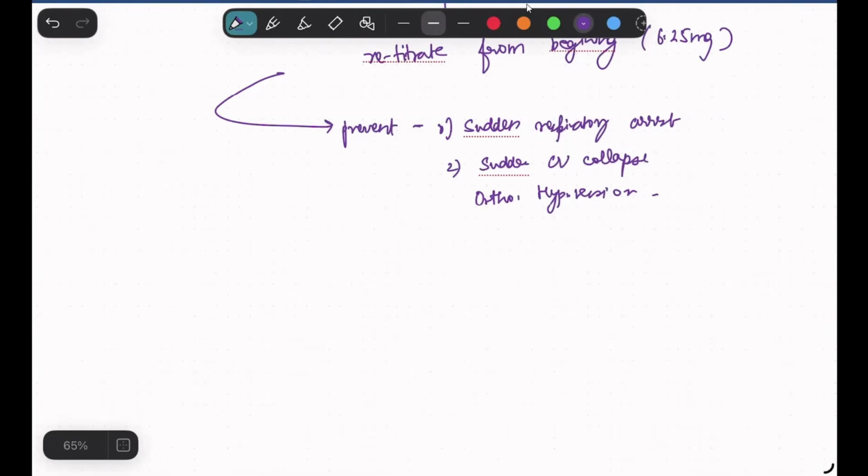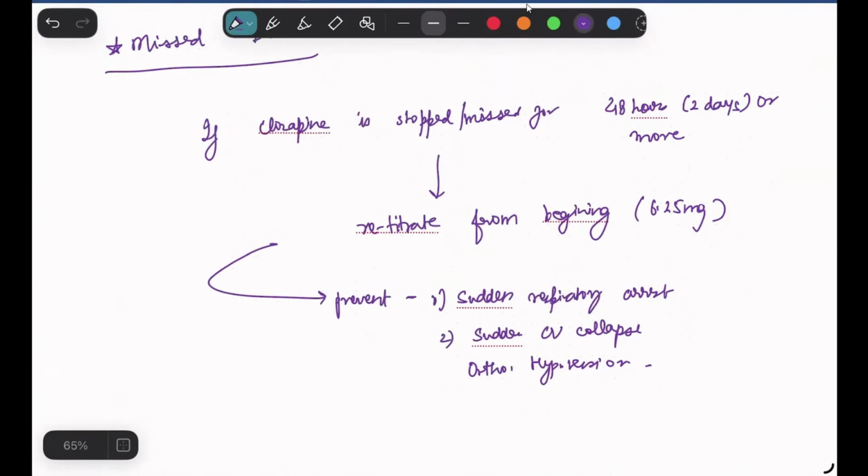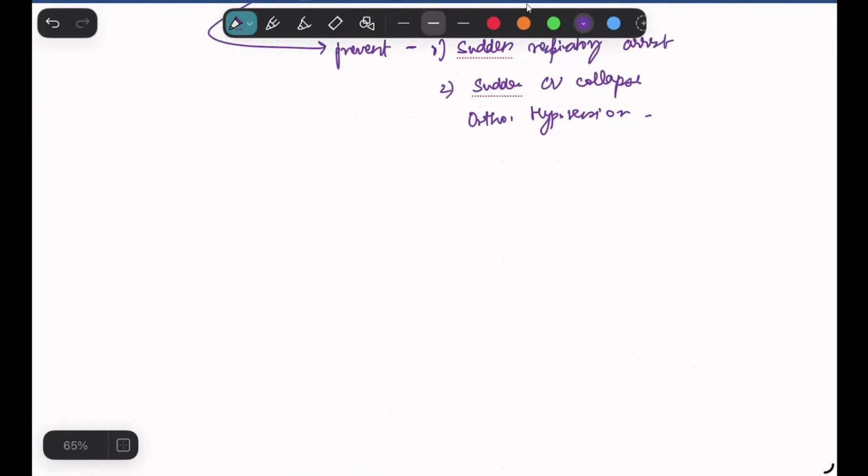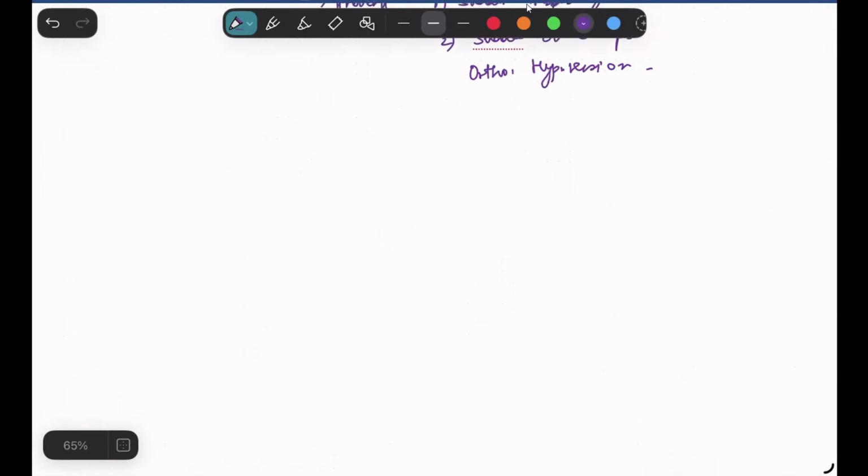This much is clear. Suppose a clozapine dose is missed, but the duration is less than 48 hours. Then you should not give 2 times the dose. You can start from the previous dose that was being given. Okay, clear?